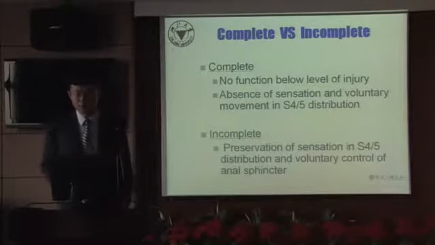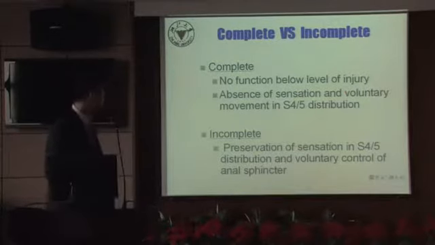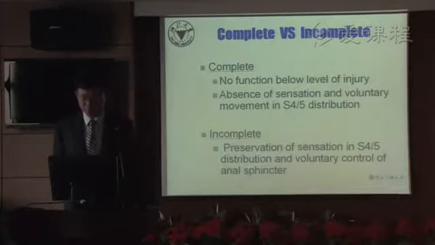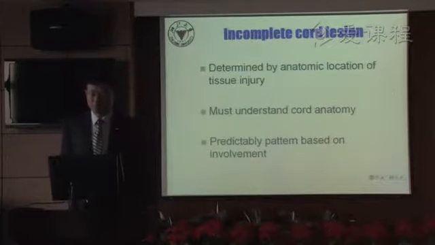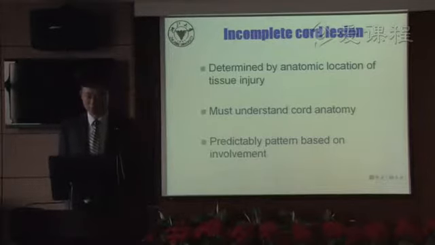Complete versus incomplete. Complete means no function below the level of injury, absence of sensation and voluntary movement in sacral 4 to 5 segments. Incomplete means preservation of sensation in sacral 4 to 5 distribution and voluntary control of the anal sphincter. Incomplete cord lesions are determined by the anatomic location of tissue injury. We must understand cord anatomy, as the pattern is predictable based on the involvement.